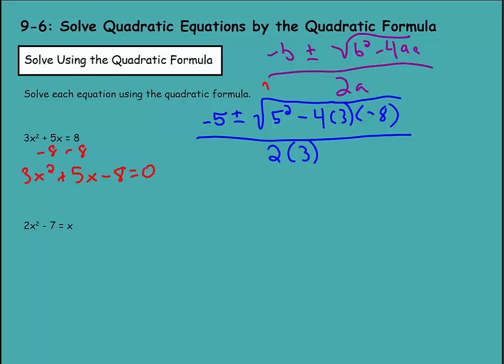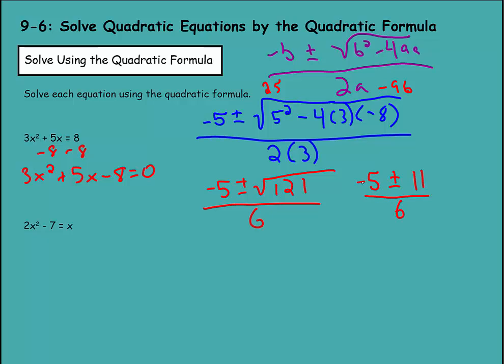5 squared comes out to 25. 4 times 3 times negative 8 equals negative 96. So I have 25 minus negative 96. That's going to equal 121. So if I rewrite my formula here, I have negative 5 plus or minus the square root of 121 over 2 times 3, which is 6. The square root of 121 is 11, so we have negative 5 plus or minus 11 over 6.